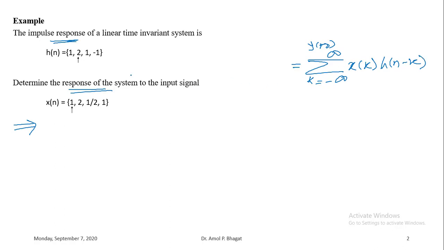It is not necessary that you will be provided with only sequences, right? Here h of n and x of n are given in sequence form, but it is possible that these sequences may be provided in functional form as well. If the sequences are provided in functional form, then you need to compute and represent them in sequence form by substituting various values of n. So this y of n we have to identify by using this convolution formula.